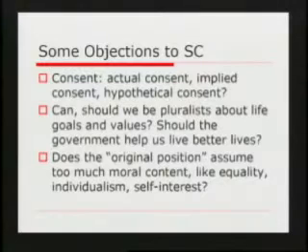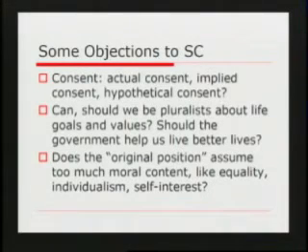The second objection has to do with whether we should be pluralists about life goals and values. Some people believe the government has no business telling us how to live our lives. Other people believe that that's the government's primary purpose, is to help us lead better lives, and that we shouldn't just leave people to their own devices.